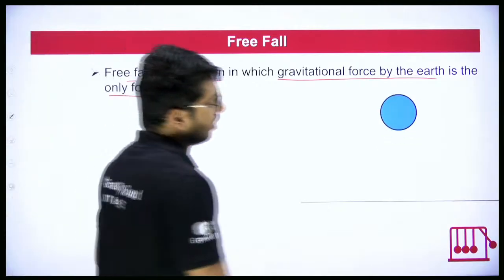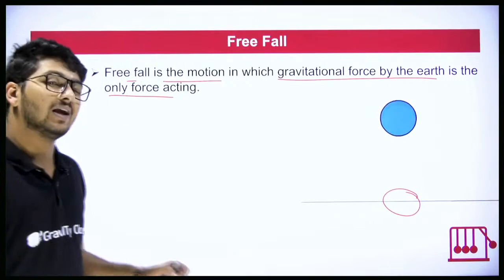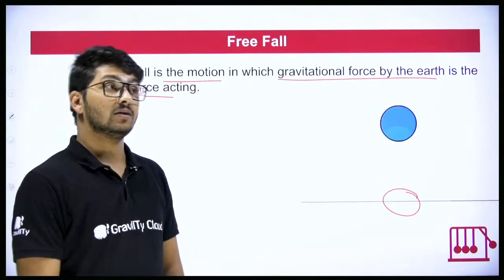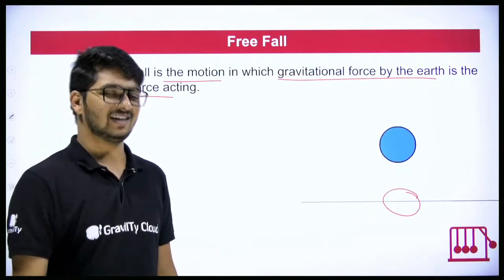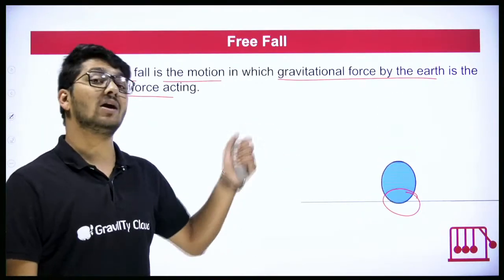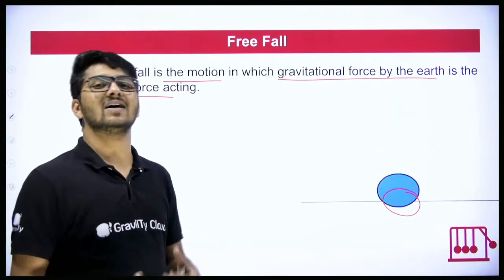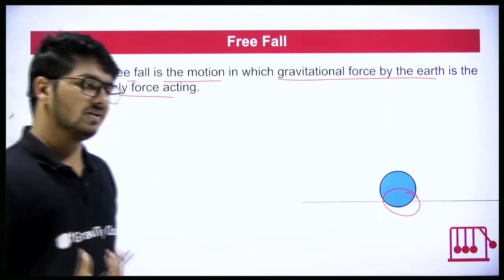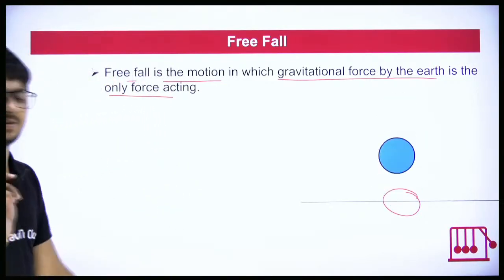Okay, so when the ball touches the ground, the ground will apply force on it, which is not gravitational, by the way, right? So that means when the ball touches the ground, it is not in free fall. When the ball is in air, then we say it is in free fall. Okay, so no other force should act.